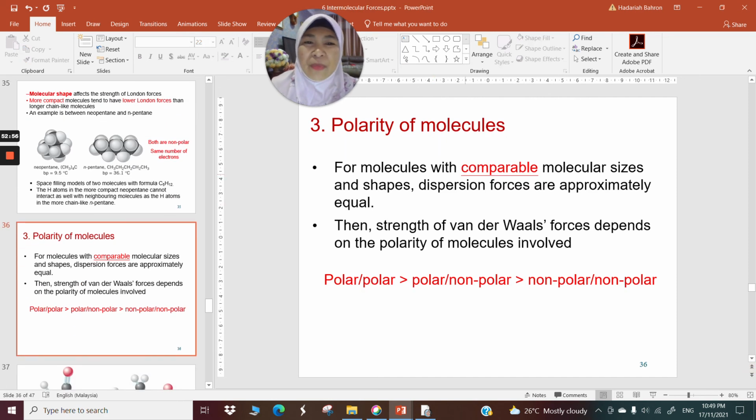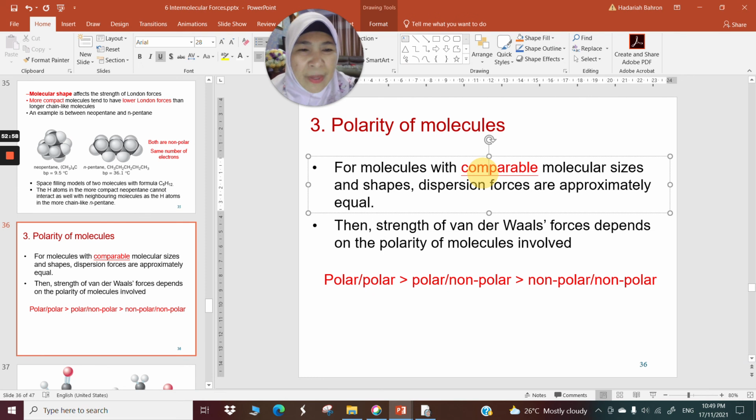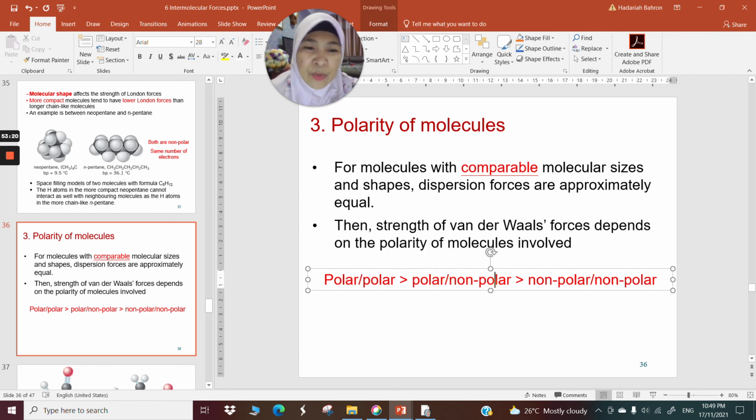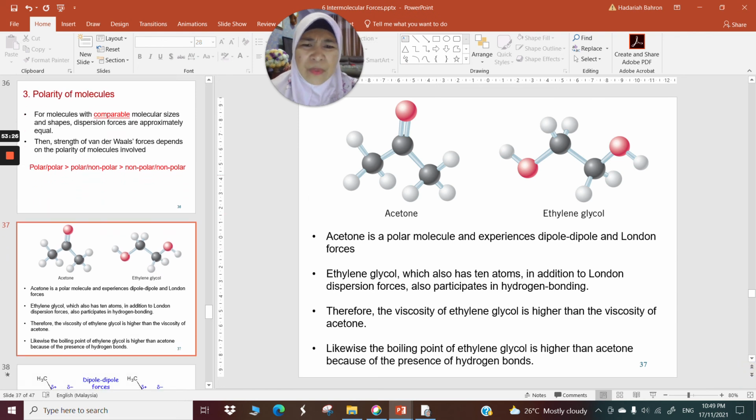And then polarity of molecule. For molecules with comparable molecular sizes and shape, dispersion forces are approximately equal. Then the strength of the van der Waals forces will become dependent on the polarity of that molecule. Between polar-polar molecules, the force is bigger compared to polar and non-polar. And the smallest attraction is between non-polar and non-polar. That really makes a lot of sense anyway.